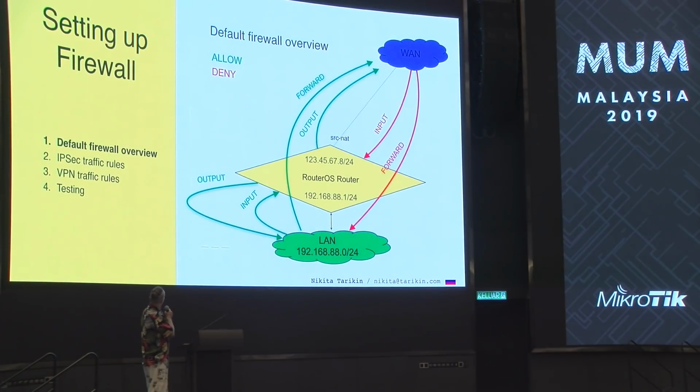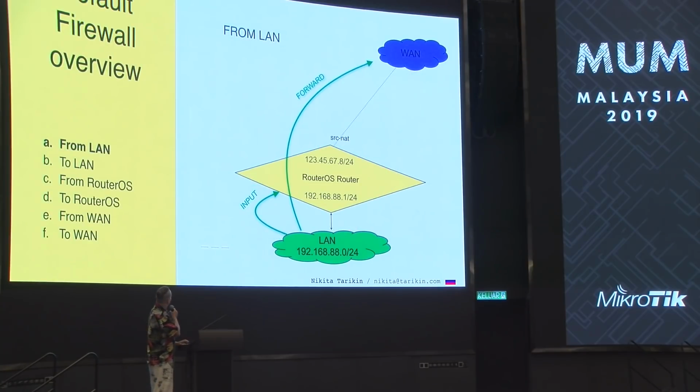This is how the default firewall looks like. So where is the forward chain, where is the output chain, where is input? The router has, you see, 1, 2, 3, 4, 5, 6 directions for traffic. 2 forward, 2 output, 2 input at least. This is traffic coming from LAN.